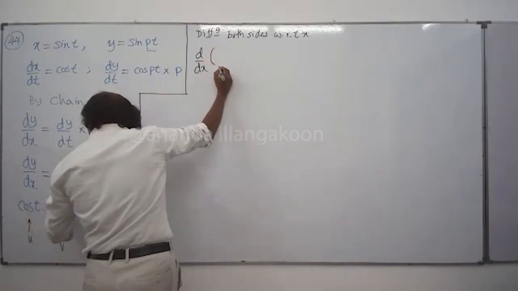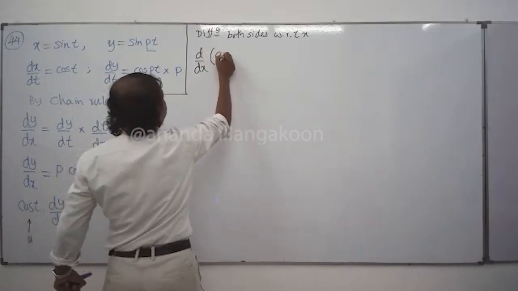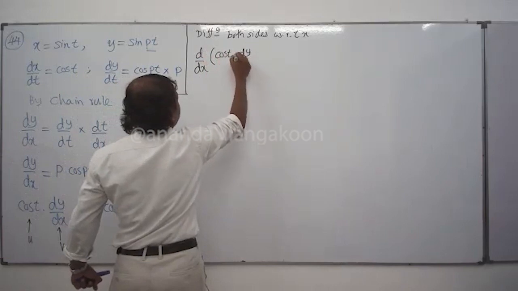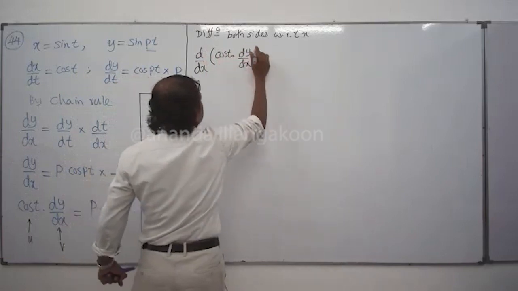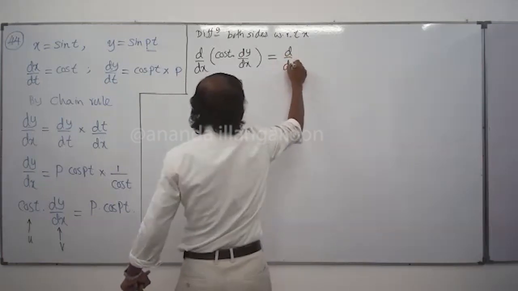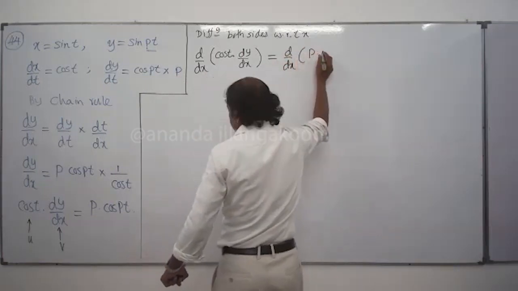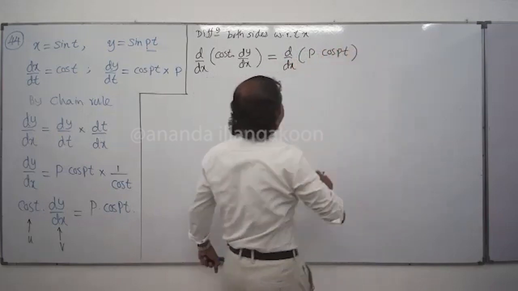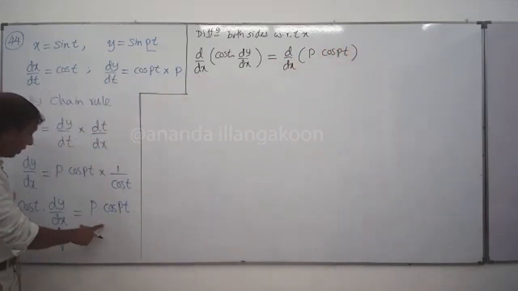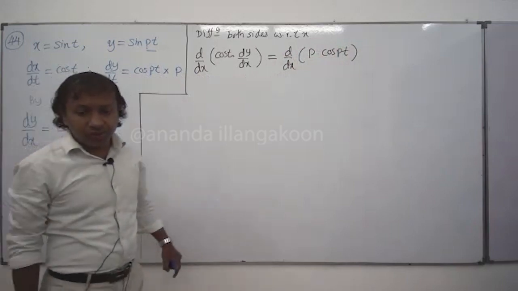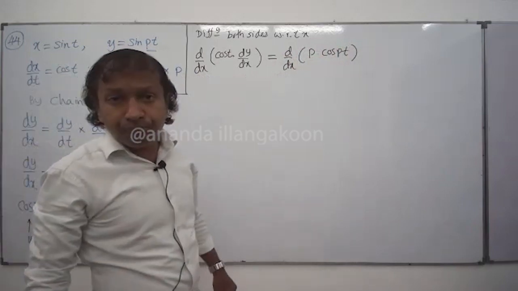Cos t times dy by dx. Right hand side, again d over dx, p cos pt. Suppose we write this one. That says, people, to both sides we have applied the differential operator d upon dx, to say to differentiate both sides with respect to x.